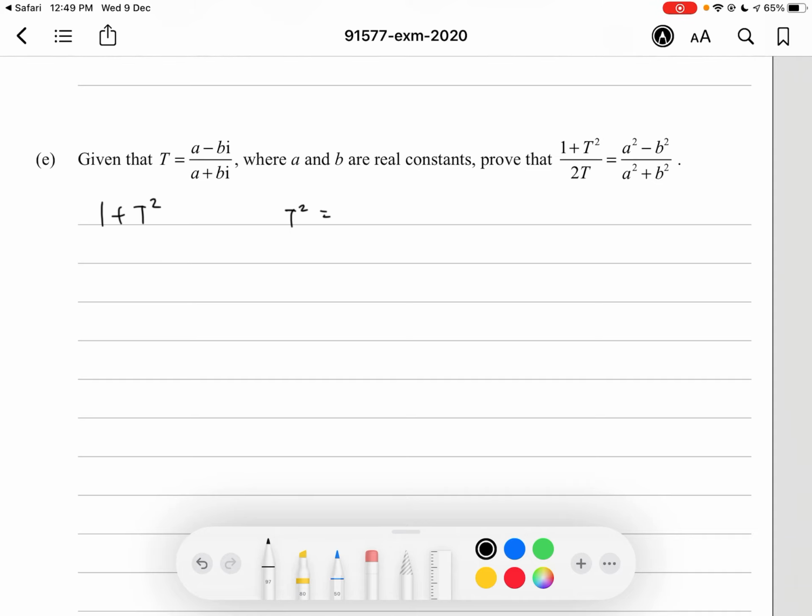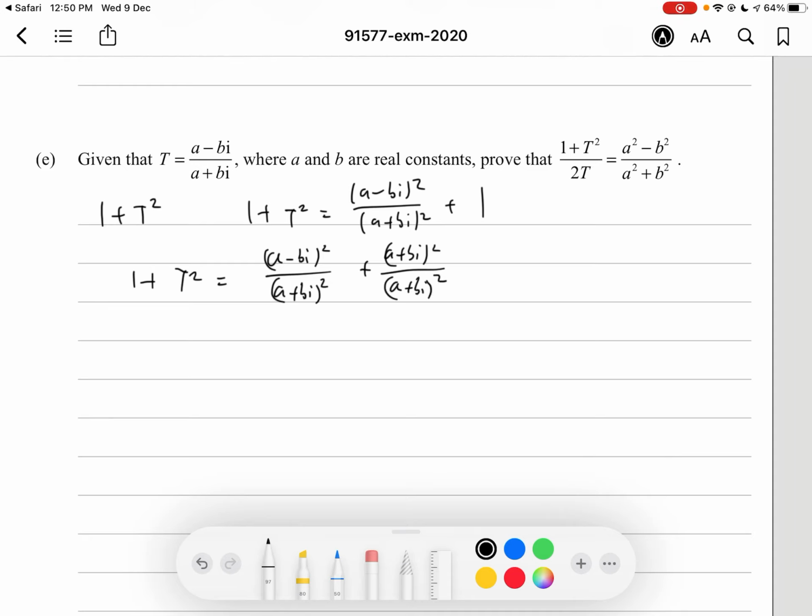So we know that t² = (a − bi)²/(a + bi)², plus 1. If we want to make this into just one fraction, that's actually 1 + t². So (a − bi)²/(a + bi)² + (a + bi)²/(a + bi)². This should give us [(a − bi)² + (a + bi)²] all over (a + bi)². So that's our expression for 1 + t².